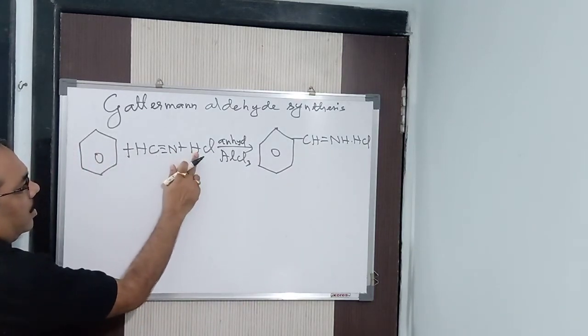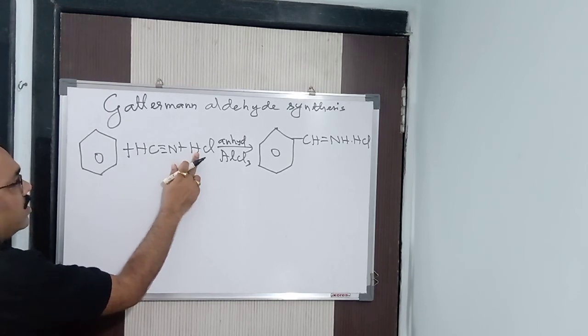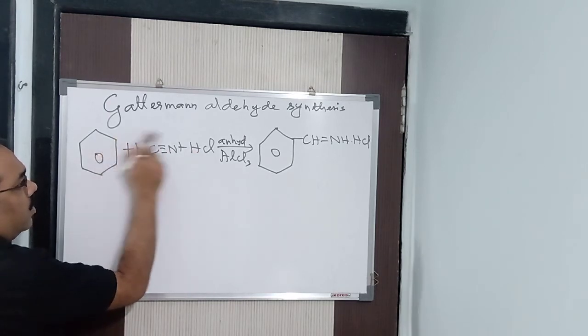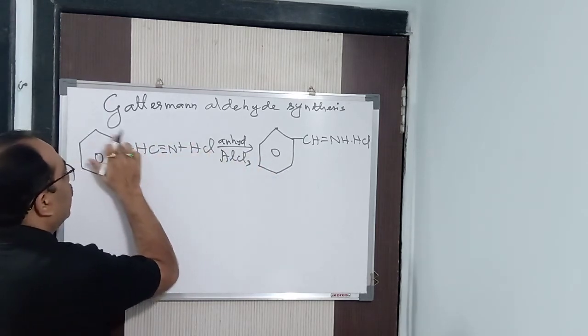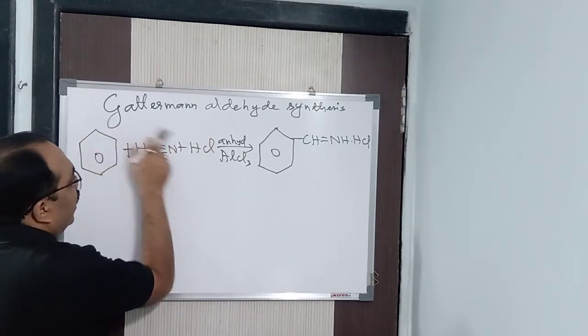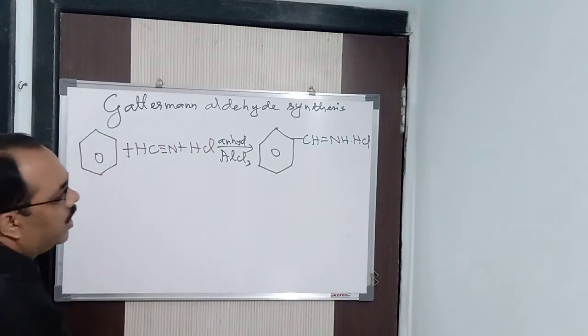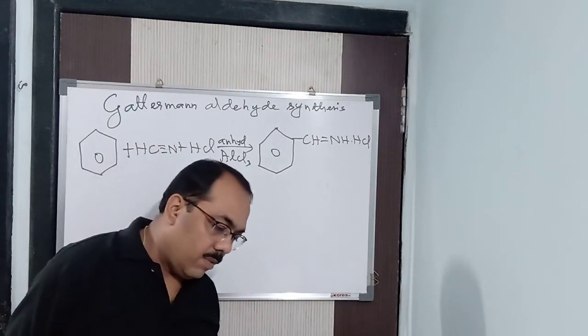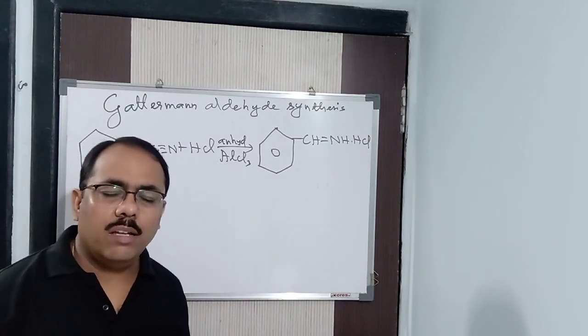N combines with H to form CH double bond NH, and one hydrogen will be removed because this group will be added. So this particular carbon. Understood? That hydrogen reacts with Cl to form HCl. So you get an addition product here. CH double bond NH dot HCl.